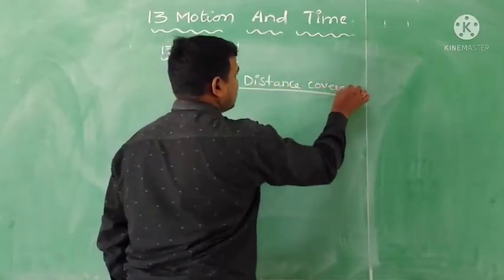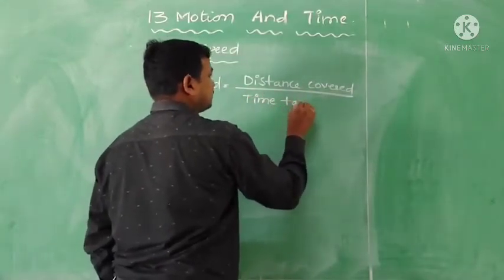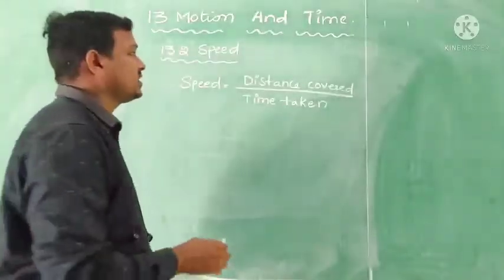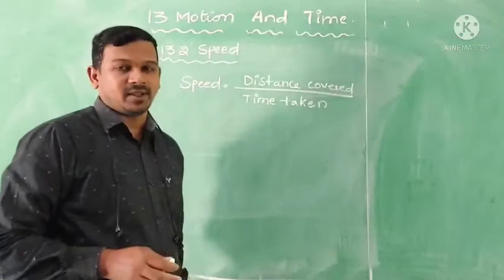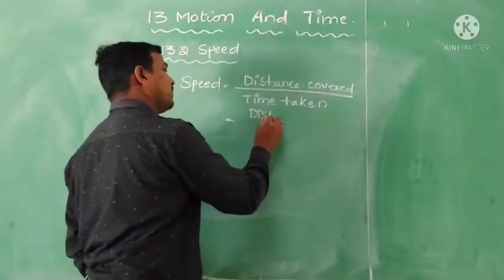Distance covered, time taken. So speed, what is the formula? Distance covered by the time taken. So simply we will write speed is equals to distance by time.